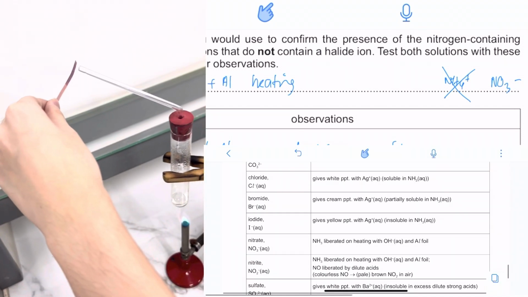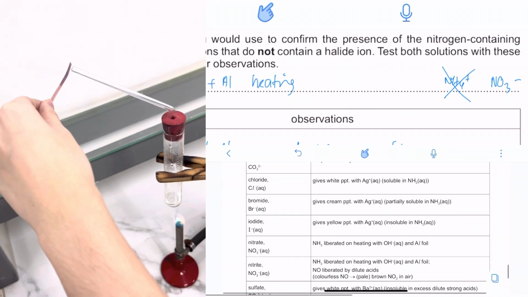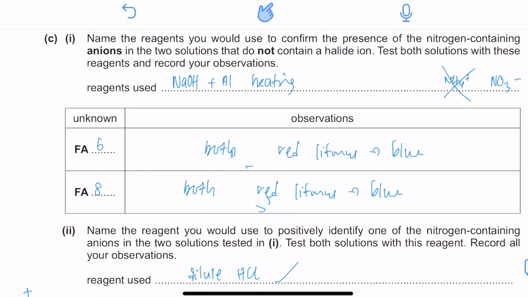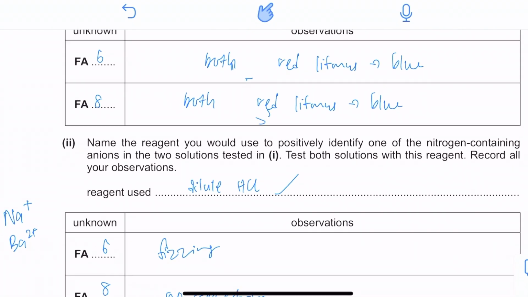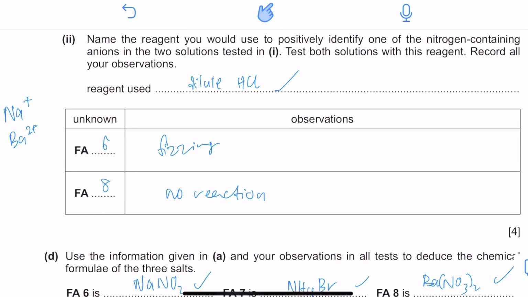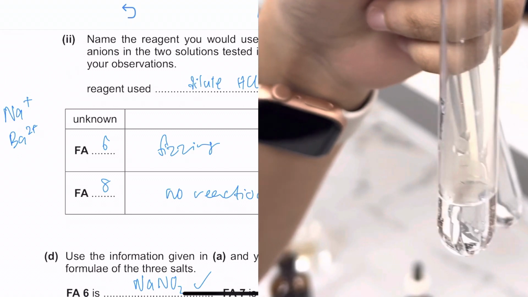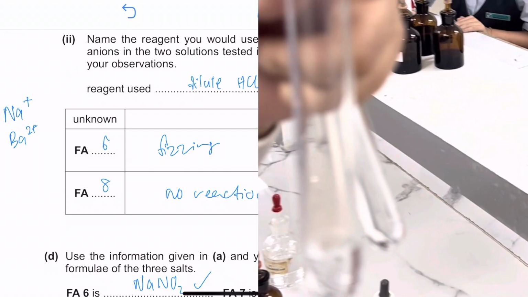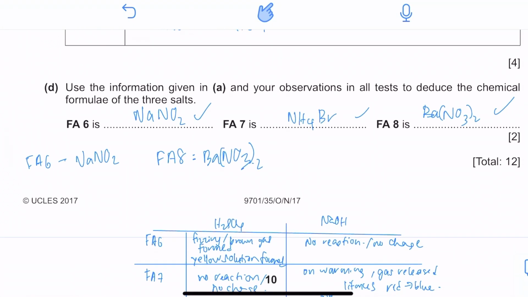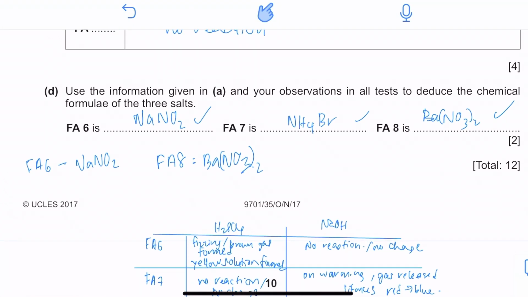As expected, Fa6 and Fa8 will change the red litmus paper into blue. This confirms our expectation, which is that nitrite and nitrate ions are there in Fa6 and Fa8. But to positively identify the anions, we need to use dilute acid. So we will use dilute hydrochloric acid here. Fa6 shows fizzing, and Fa8 shows no reaction with dilute hydrochloric acid. So this confirms that Fa6 contains nitrite ion.